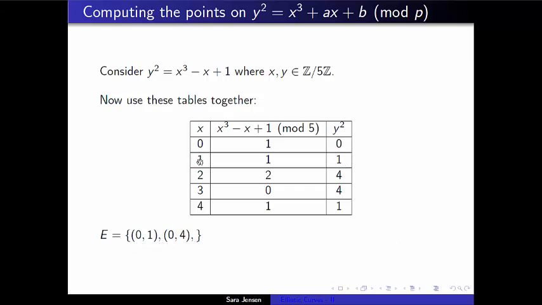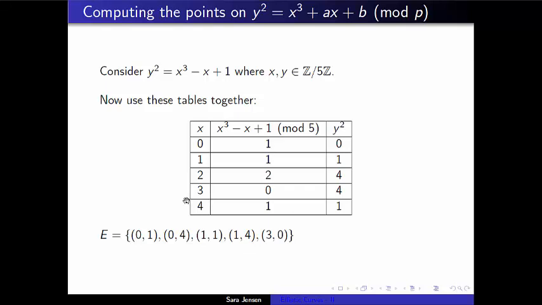And what I'm going to do is go through and play that game for each one of my different inputs x. And when I've exhausted this column of the table, I'll be done adding points to my elliptic curve. So the very next thing I do is the same trick for 1. It happens to have the same output. So when my input x is 1, x cubed minus x plus 1 mod 5 evaluates to 1. And the y values that would have that same output are 1 and 4. So the pairs (1, 1) and (1, 4) go into this list.